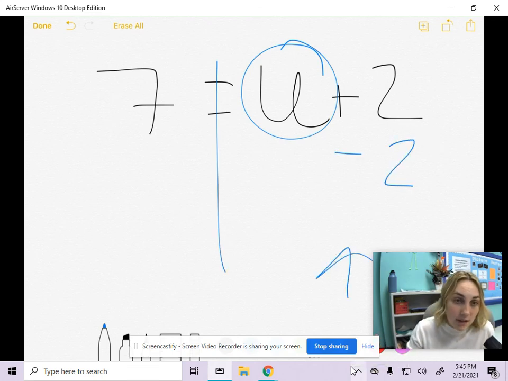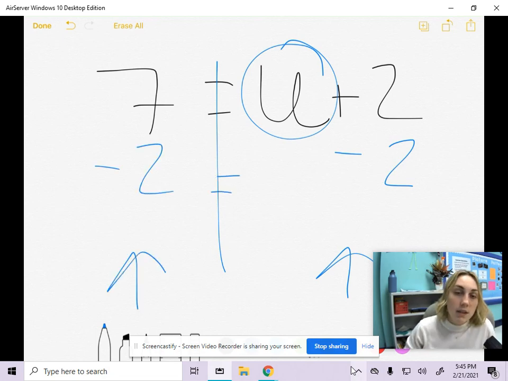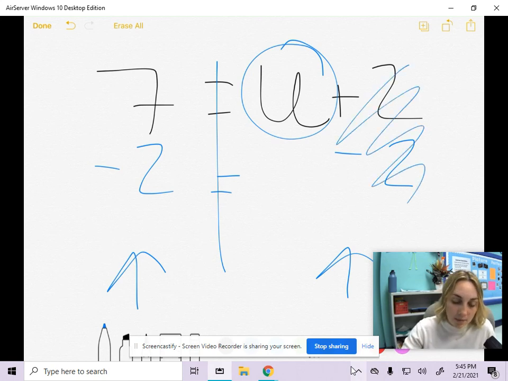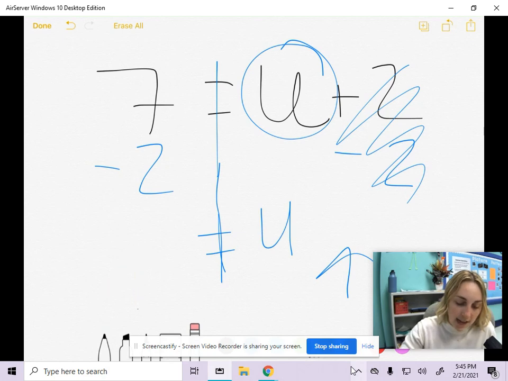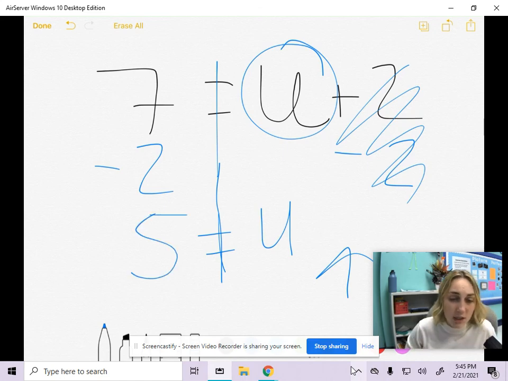If I do it on one side of the equation, I have to do it again on the other side of the equation as well. So positive 2 minus 2 cancel out. They're equal to 0. I could bring down this u. Oh, no. I want to bring this down lower. U. Okay. And then I have 7 minus 2. Well, that's just basic math. 7 minus 2 is going to give us 5. So u equals 5.